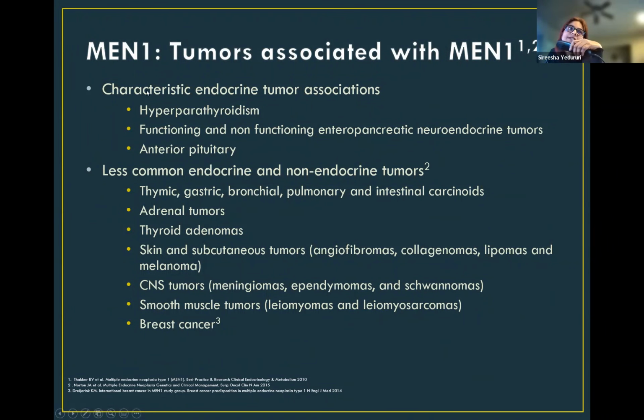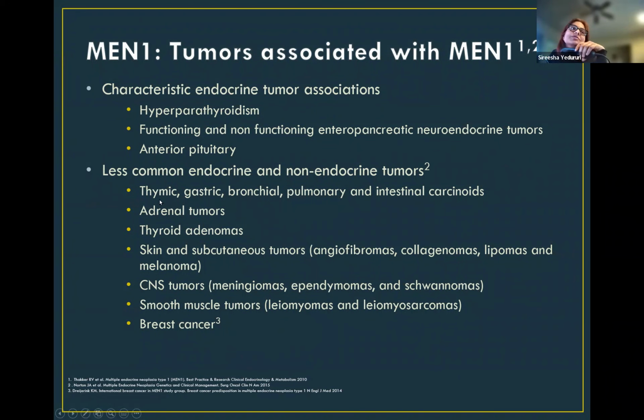So coming to tumors, the characteristic tumor associations are hyperparathyroidism. And you have to note, I'm calling this hyperparathyroidism, which is caused by hyperplasia. Most of the patients do not have a neoplasm as such. They just call it hyperplasia. And then the second common characteristic tumor is enteropancreatic neuroendocrine tumors, and the next one is anterior pituitary tumors. So I used to remember in medical school, and probably all of you, PPP is MEN1: parathyroid, pancreas, pituitary.